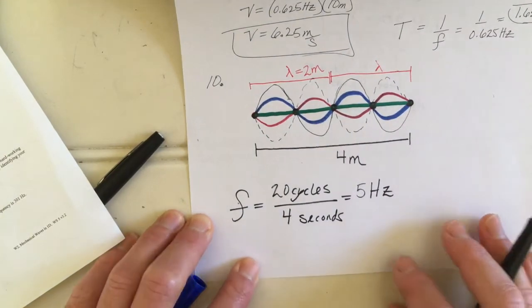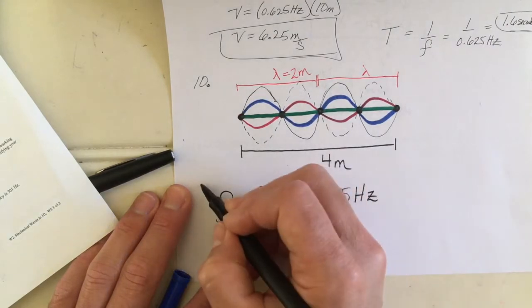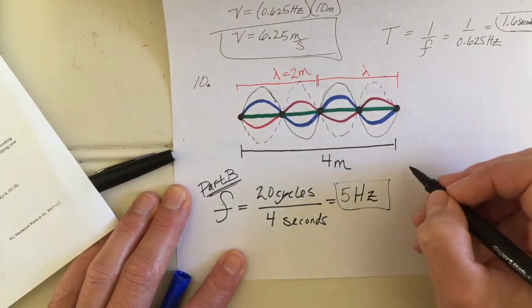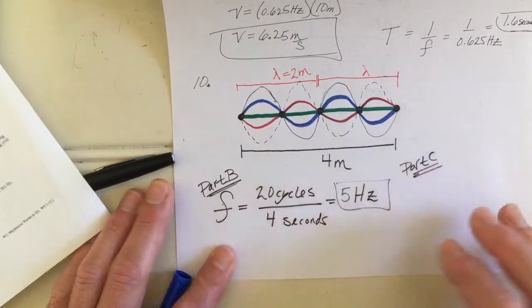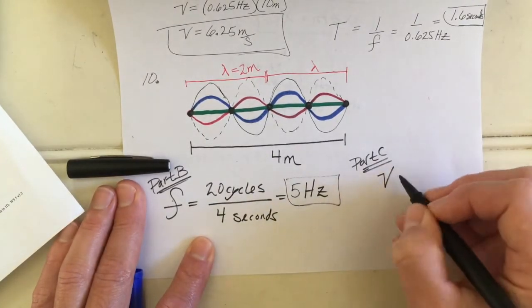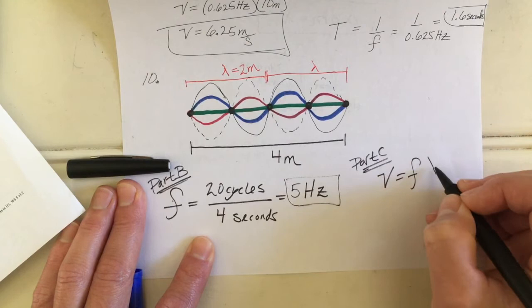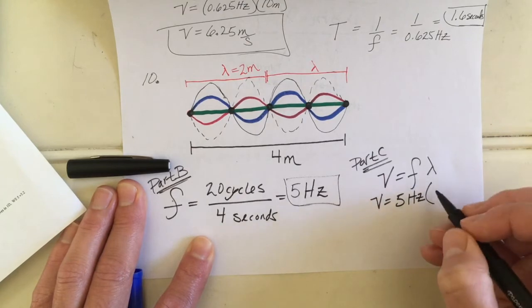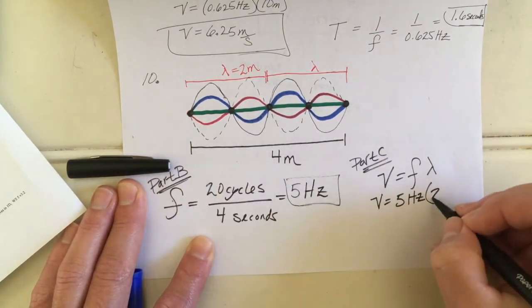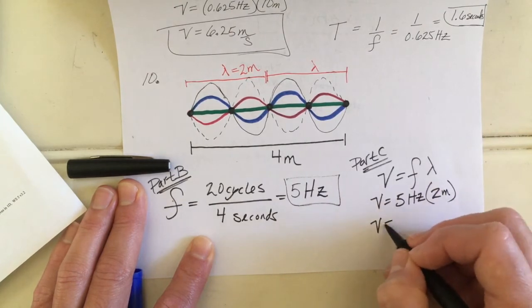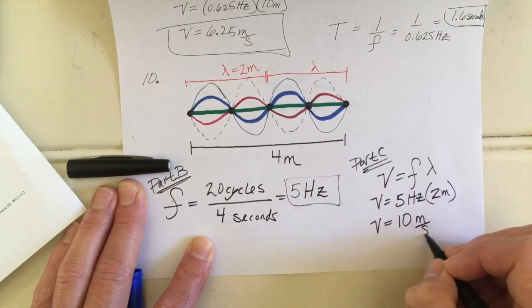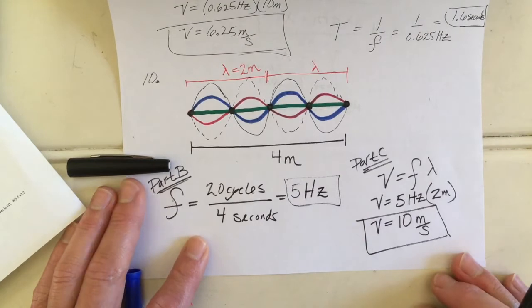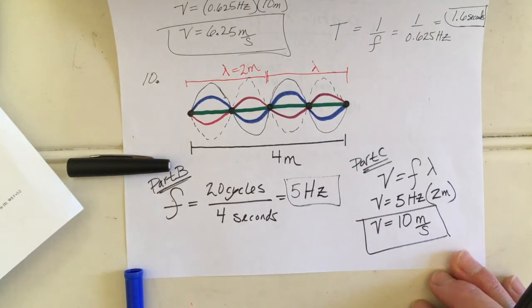And then finally, what is the speed of the wave? So there's part B, and then part C. We'll use that fundamental relationship: v equals frequency times wavelength. v is equal to 5 hertz times, what's our wavelength? 2 meters. So we're saying our velocity is equal to 10 meters per second. We always want to make sure we're using meters for our wavelength and meters per second for our velocity. All right, good.